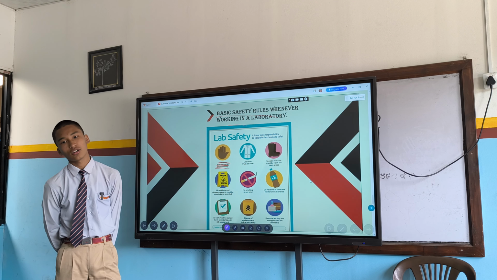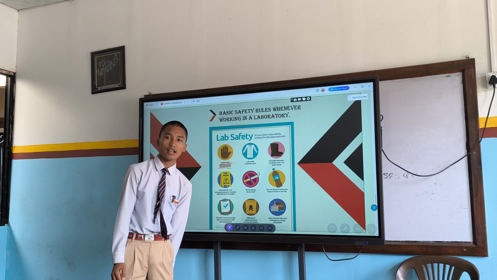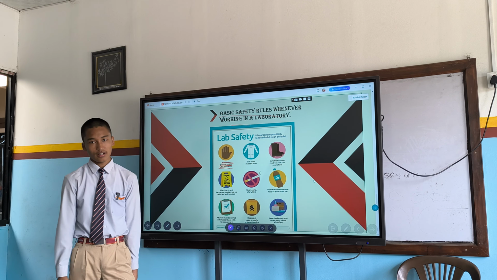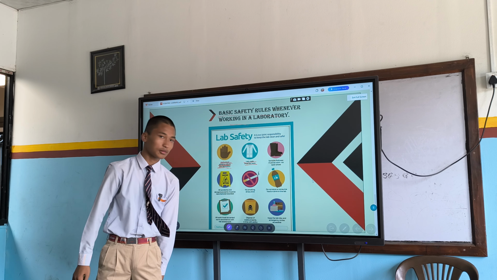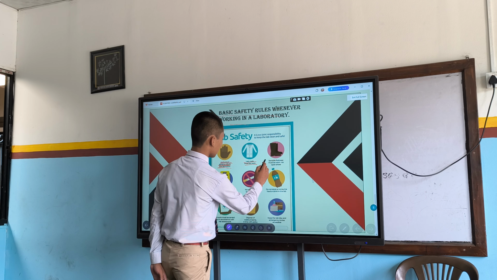If random people come in the laboratory, it can harm them because there are many chemicals that are harmful to the human body kept in the laboratory for experiments. Lab coats must be worn, as it is a part of the dress code. Sensible footwear must be worn. No open shoes should be worn because chemicals can reach the feet and damage the feet.